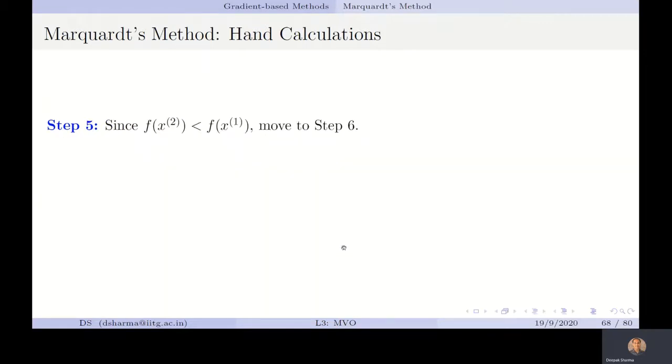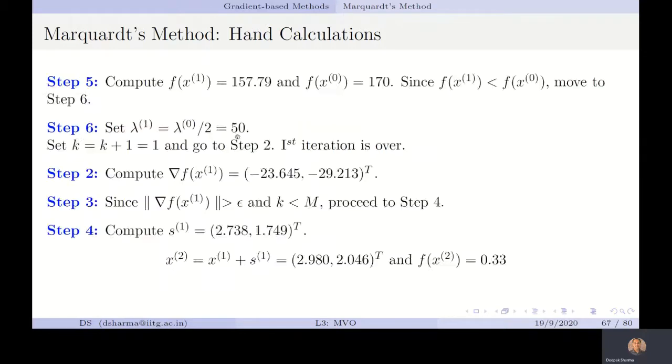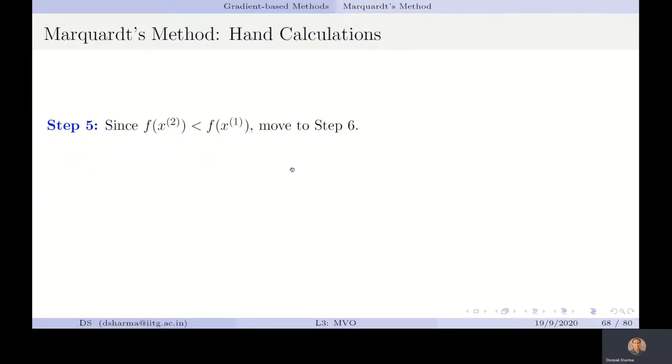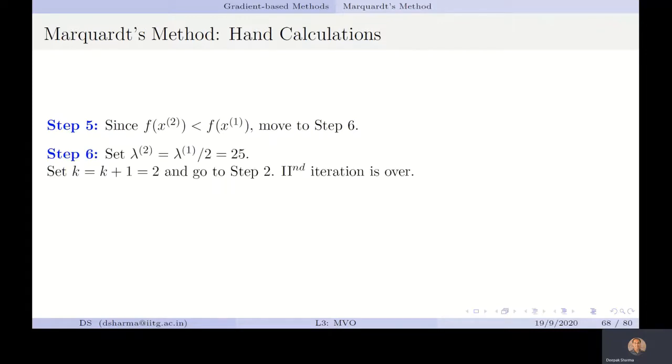Thereafter, we again move to step number 5, and we can observe the function value at x2 is better than x1. So I'm going to the previous slide. So the function value at x2 is better than the function value of x1. You can see here. So we will move to step 6. Since the direction is good again, we will reduce the value of lambda 2. So lambda 2 equals lambda 1 divided by 2, so 25. In step 6, again, we increase the k by 1, so it is the second iteration, and we will move to step 2. So the second iteration is over by this time.